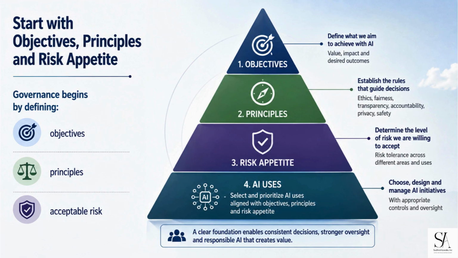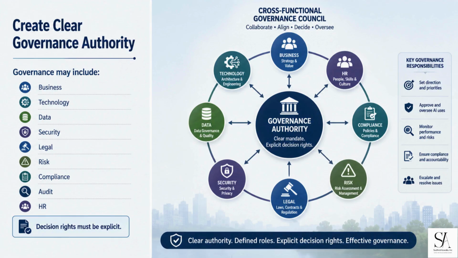Each use case can then be classified according to risk. A drafting assistant, customer support system, professional decision support application, and autonomous agent should not automatically follow the same approval path. Classification allows controls to be matched to consequence.